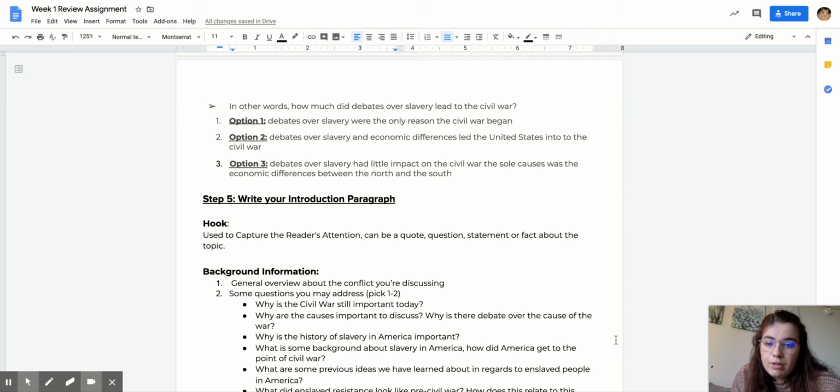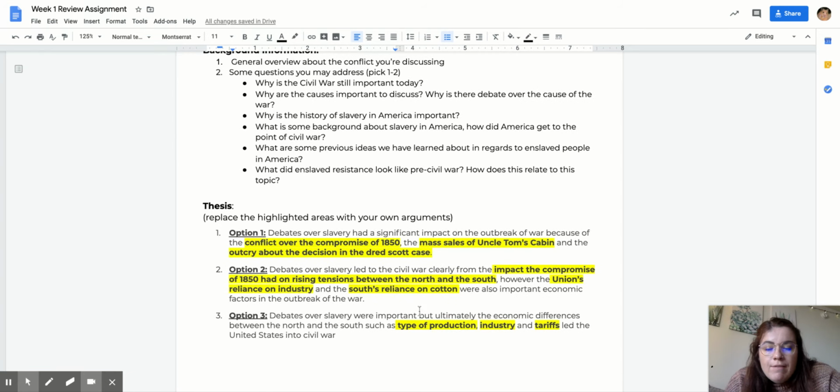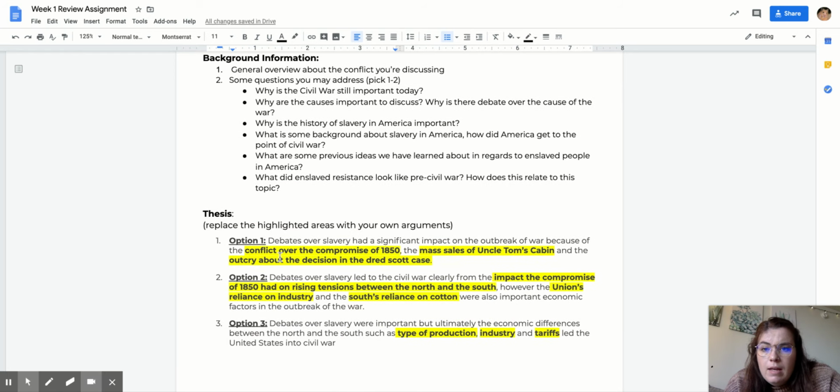After that, you will go to step 5. This is to write your introduction paragraph. And so, like I said, this is a review, so a lot of you should have a thesis statement written, which we went over on Friday, and also practice writing on Friday. But you will also be writing your hook and some background information. So I'm actually going to start with the thesis statement because that's what we were on before, and then work my way up to the hook and the background information.